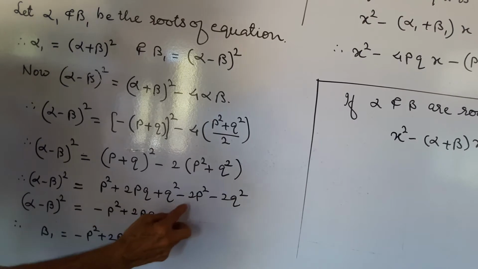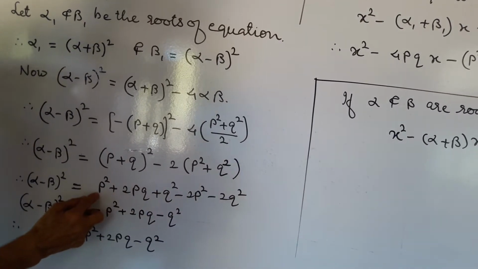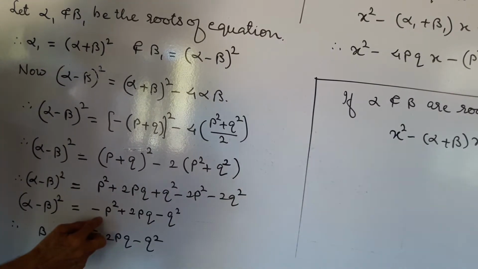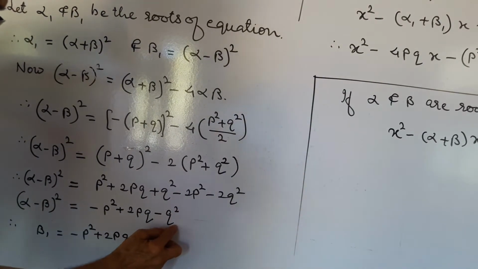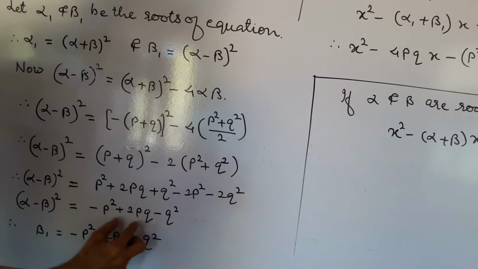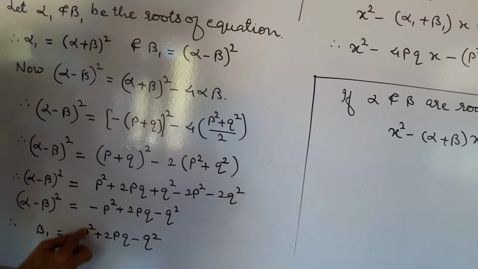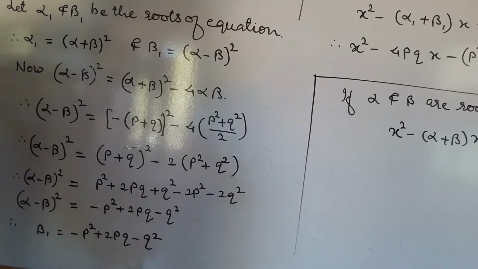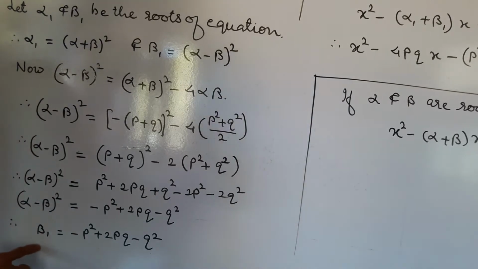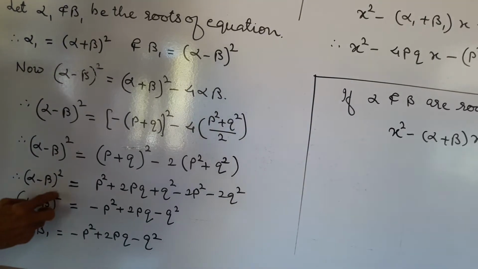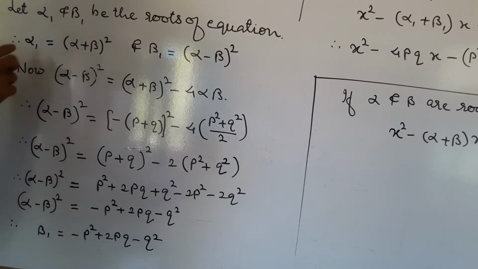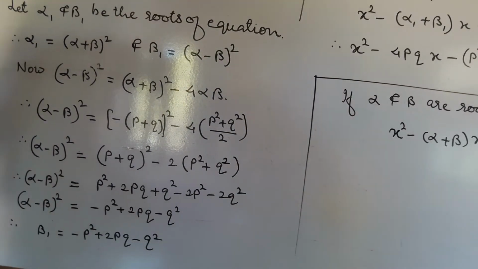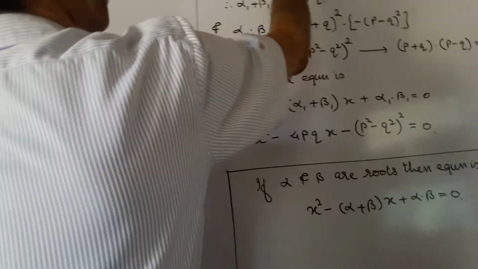So once again, minus 2p square and p square, addition of these two will be minus p square, and q square and minus 2q square will be minus q square, and 2pq as it is, and thus we get minus p square plus 2pq minus q square, and that is beta 1, because beta 1 is the square of the difference of the roots of this equation. Take note of this. So we got alpha 1 and beta 1, both we got. So alpha 1 is equal to (p plus q) whole square, and beta 1 is this.